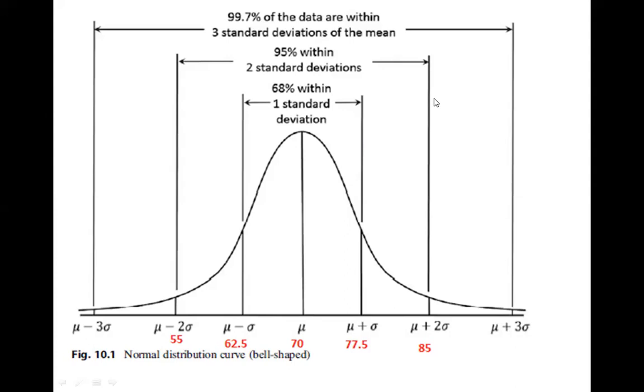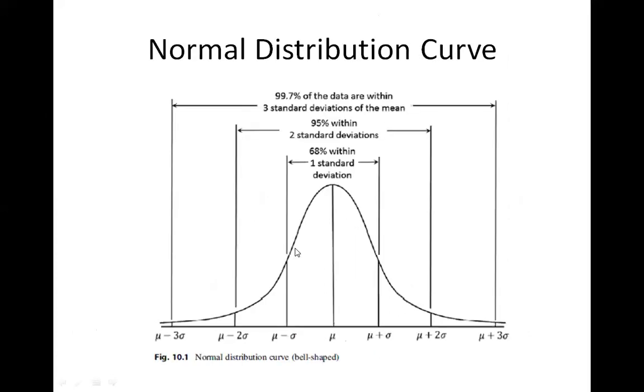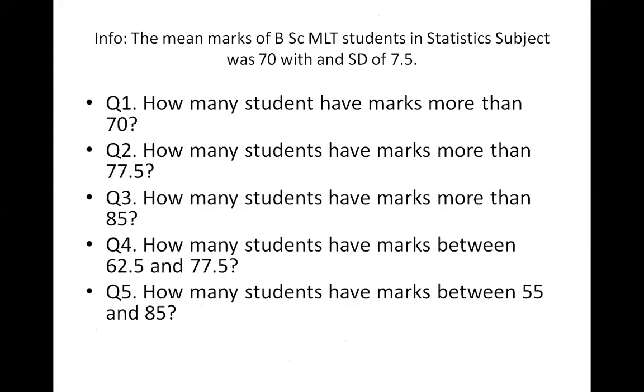Similarly, beyond 85, between this 85 and this 55, there are 95% observations. So 100 minus 95 is 5%. Half of 5% is on this side and half on this side. So it is 2.5% beyond 85. Okay? Because there are two tails of the graph, right tail and left tail. So this is one way in which you can get your questions.